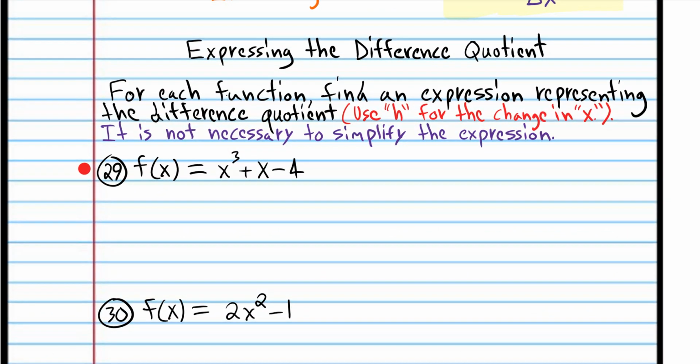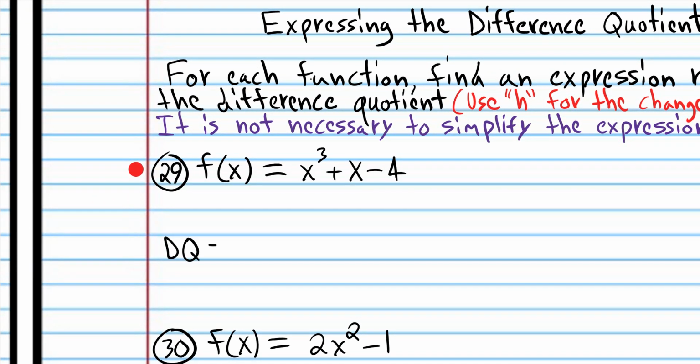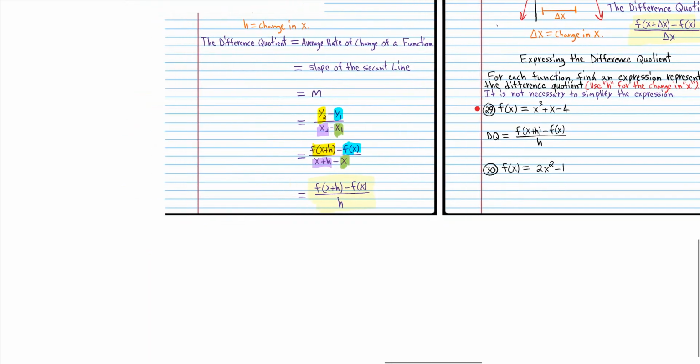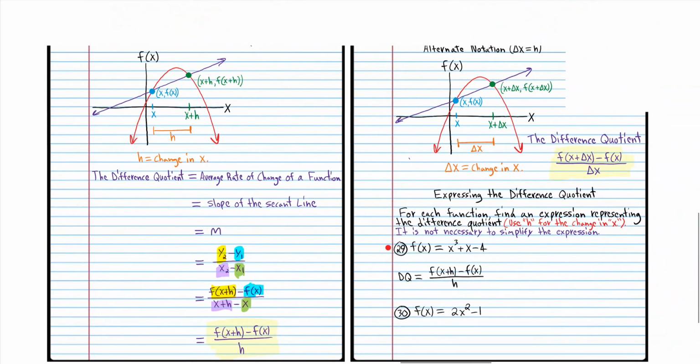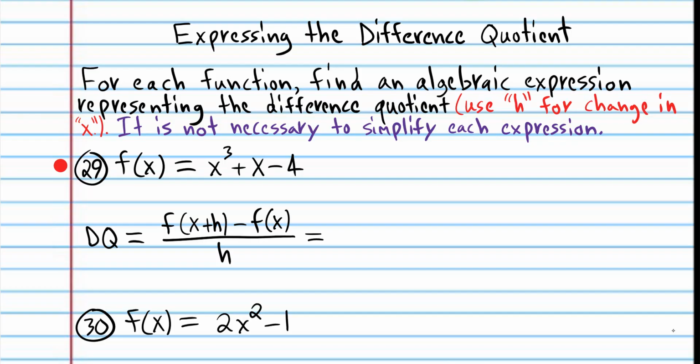So it says here, for each function, find an expression representing the difference quotient. Use h for change in x, and it's not necessary to simplify the expression, so don't worry about simplifying. So I'm going to label the difference quotient as dq. The difference quotient is f of x plus h minus f of x over h. That's always the difference quotient. So you can get a picture of the information at the left if you want to, so you can refer back to that.